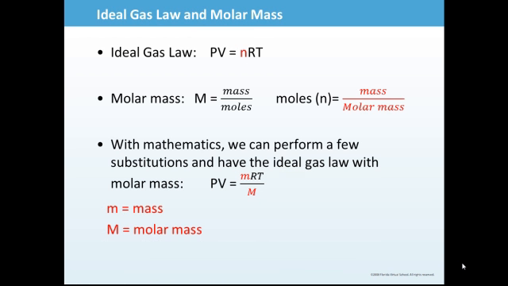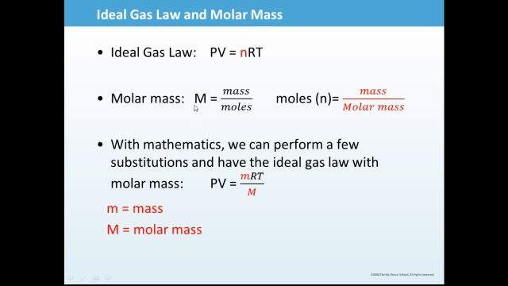We know from 504 the ideal gas law. It is PV equals nRT. Pressure times volume equals n, the number of moles, times R, which is the ideal gas constant, times the temperature. We also know that these must be in specific units, so they cancel.